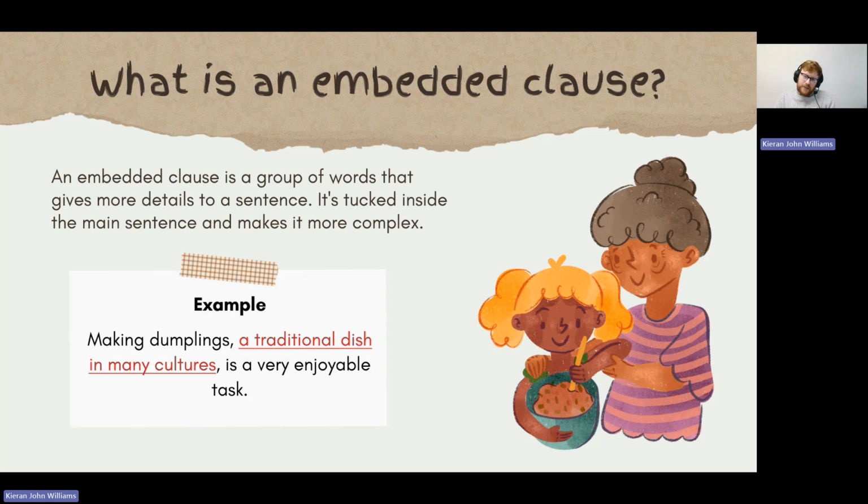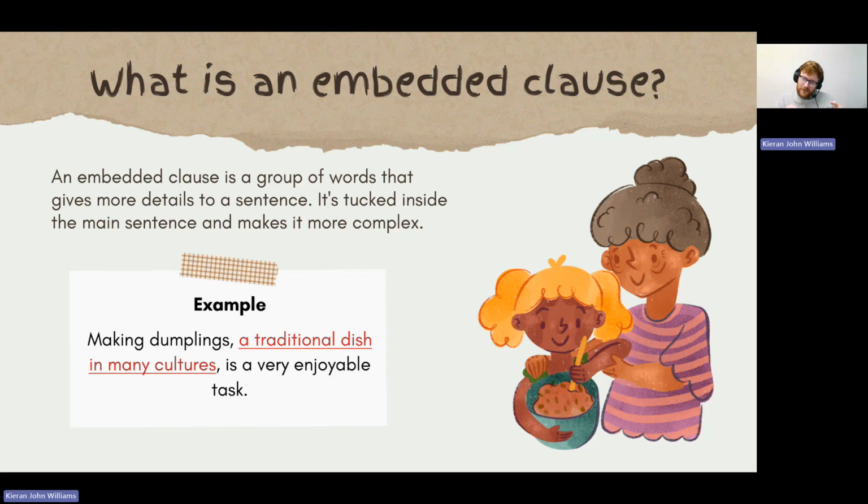So let's look at this in a bit more detail. An embedded clause is a group of words that sits within the main sentence and gives some extra information. It doesn't replace the main idea. Instead, it expands on it. Think of it as a small descriptive packet inside the much bigger sentence.